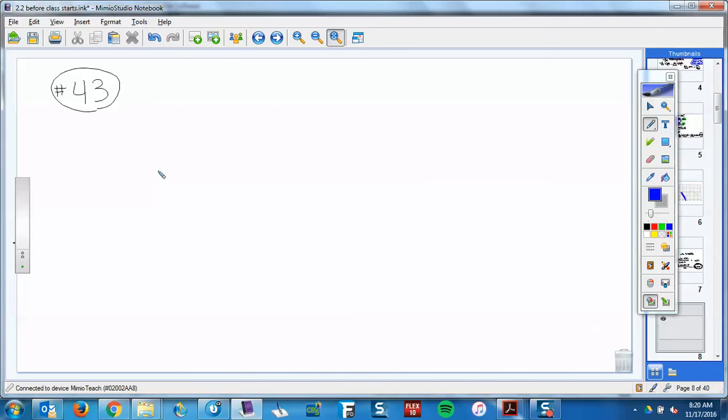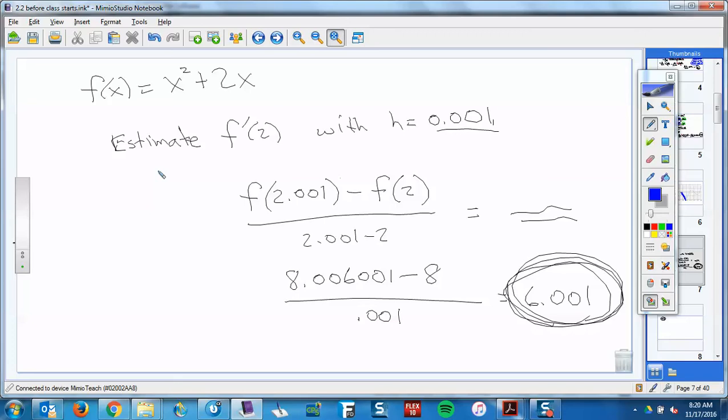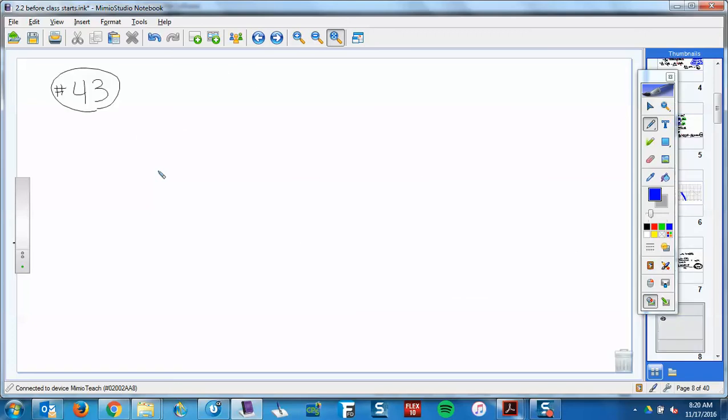It's 7. Yeah, but it's not even 7 because I got x squared plus 2x, and that's x squared plus x, and so it's weird. Okay, anyway, doesn't matter.